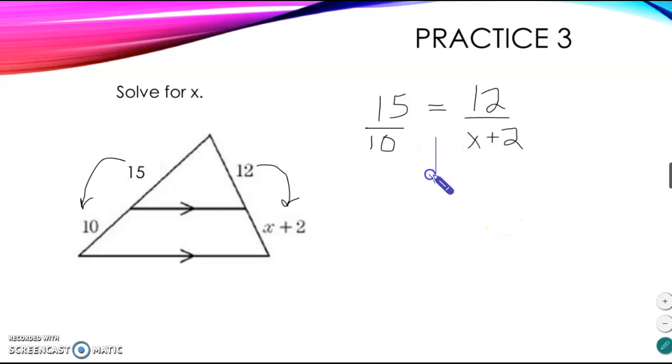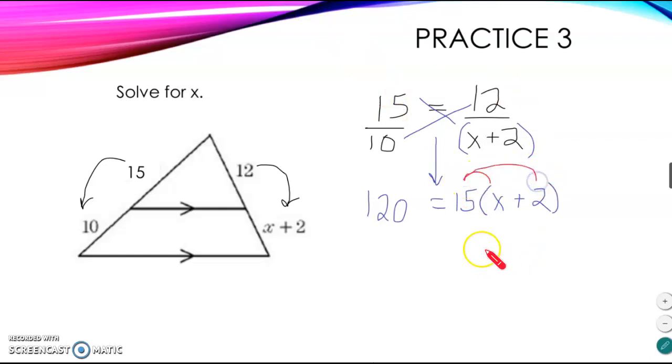And so I'm going to go ahead and cross multiply by bringing that equal sign down, and we'll do 10 times 12, which is 120. And then now I'm going to multiply 15 times this whole expression, x plus 2. I'm going to write it out just so it's clear that sometimes people accidentally only multiply the 15 times x, but we want to multiply it by the whole expression. So we're going to have to distribute this 15 to simplify this further. 15x, and then 15 times 2 gives me 30.